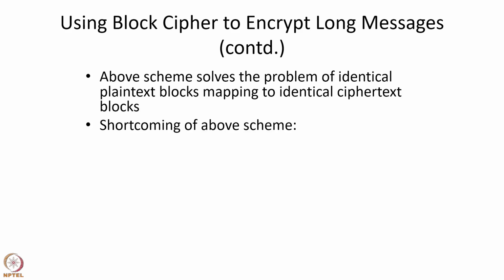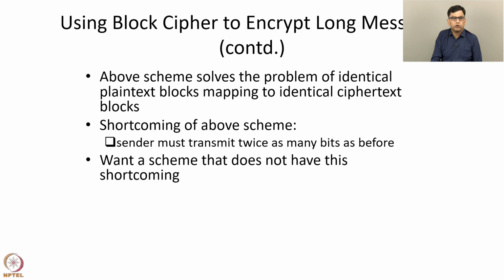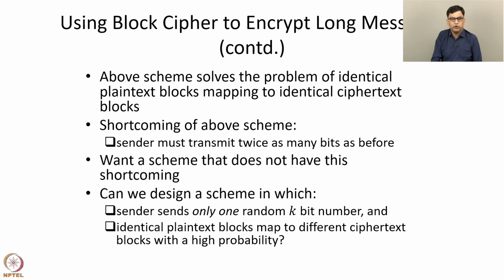Now, this scheme that we just discussed solves the problem of identical plaintext blocks mapping to identical ciphertext blocks, but it has a shortcoming that the sender must transmit twice as many bits as before. For every plaintext message Mi, the transmitter must transmit Ci as well as Ri. So the number of bits that need to be transmitted is doubled. So we want a scheme that does not have this shortcoming.